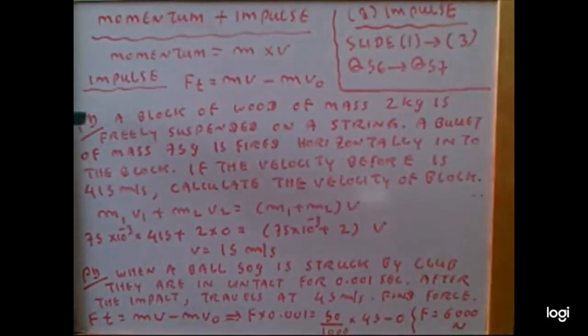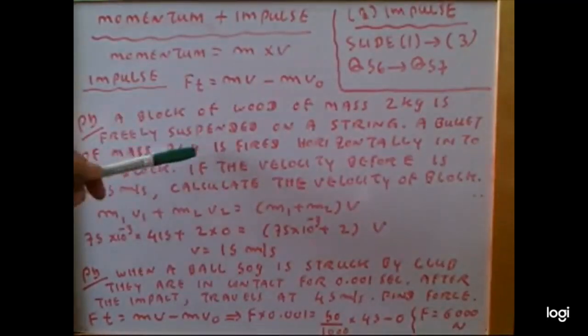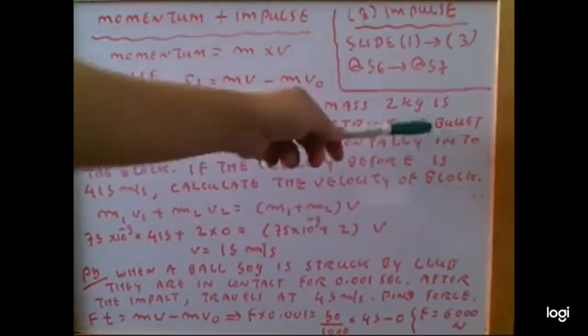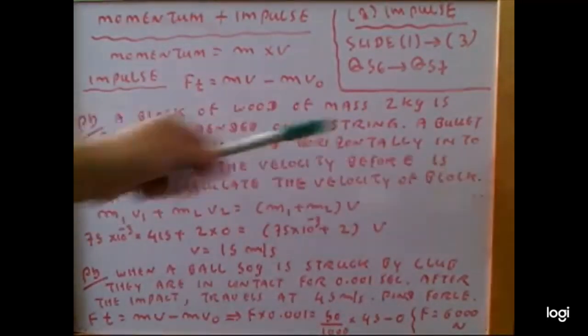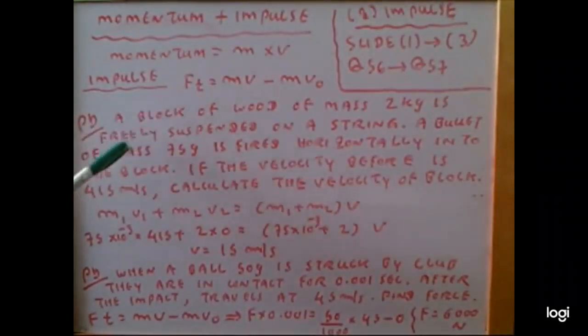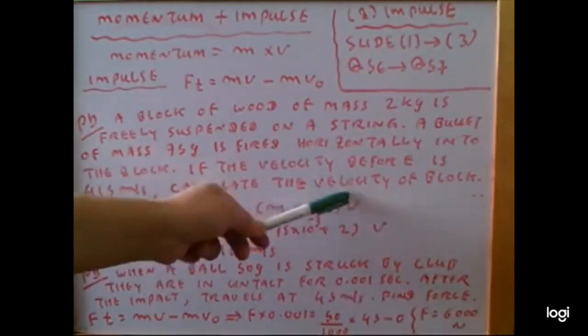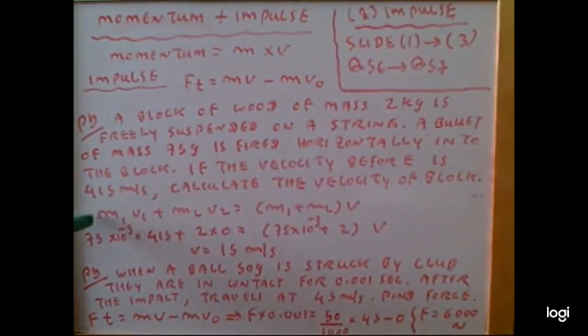In this problem, a block of wood of mass 2 kg is freely suspended on a string. A bullet of mass 75 grams is fired horizontally into the block. If the velocity before is 415 meters per second, calculate the velocity of the block. Before the wood and the bullet hit, the momentum is m1v1 plus m2v2. After hitting together, it is m1 plus m2 with the common velocity v. M1 is the mass of the bullet, v1 is the initial velocity of the bullet, m2 is the mass of the block, and v2 is the initial velocity of the block.